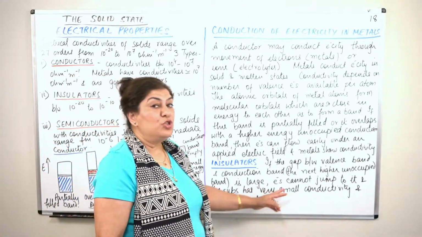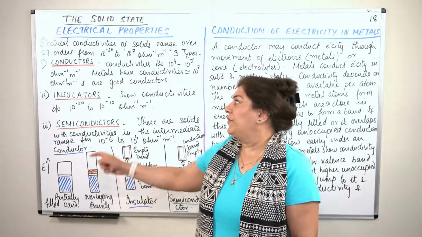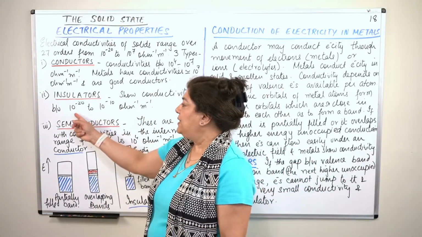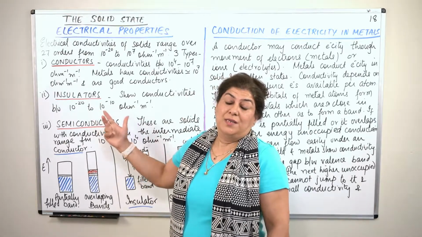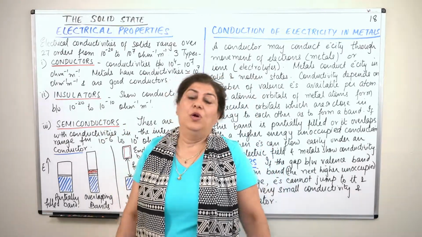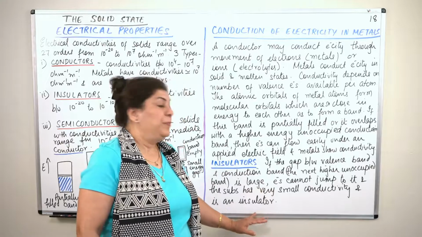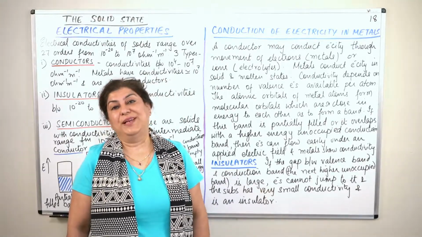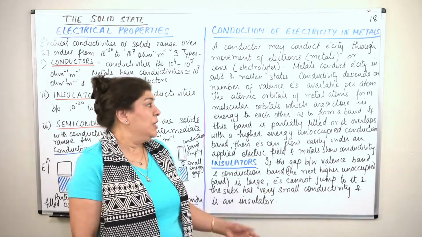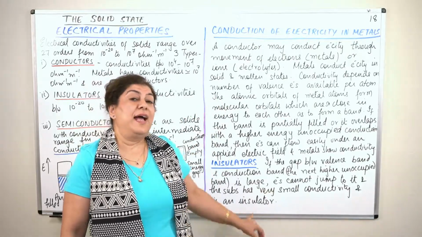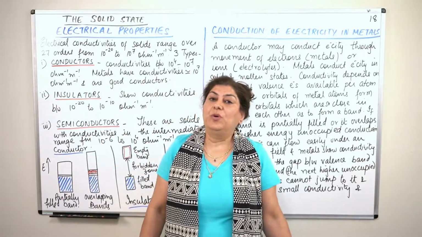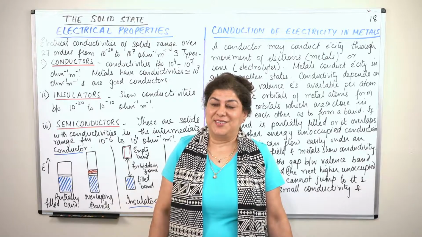How small is the conductivity? Of the range of 10 to the power minus 20 to 10 to the power minus 10. Since the conductivity is so low, they cannot conduct electricity, and hence they are known as insulators. So these were conductors and insulators. In the next video, I'll be discussing semiconductors.